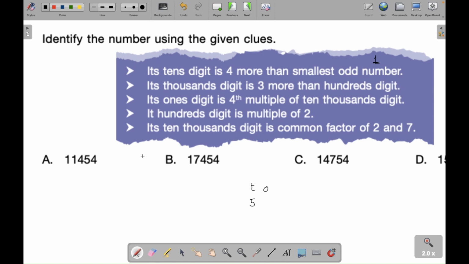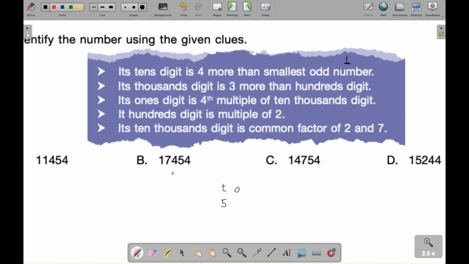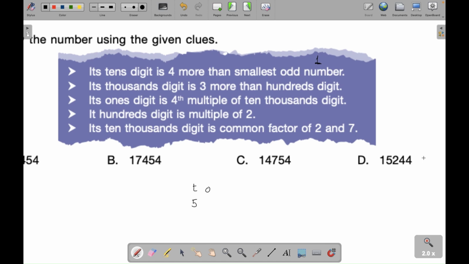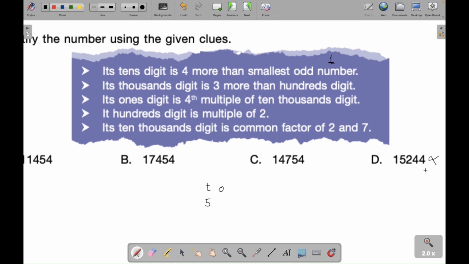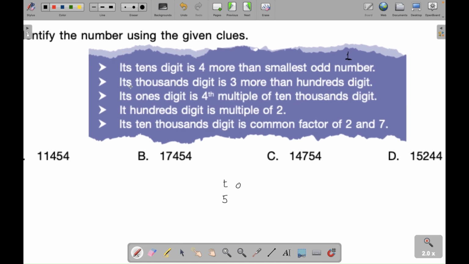Quickly peek through the options to check which of these does not have 5 as the tens digit. This is incorrect. Then you have its thousands digit is 3 more than the hundreds digit. We do not know the thousands digit yet or the hundreds digit yet, so we won't be able to solve this. Its ones digit is fourth multiple of 10,000th digit. We don't know the 10,000th digit, so we'll still not be able to solve this.